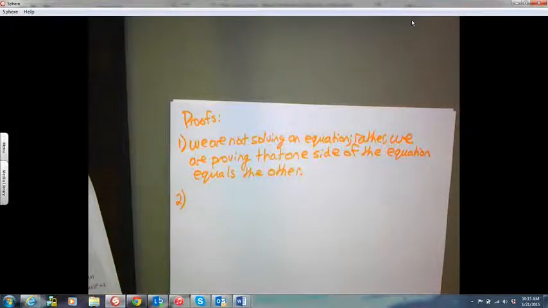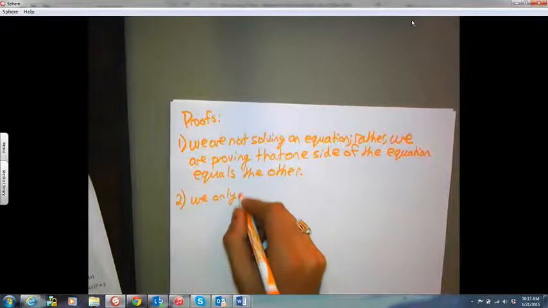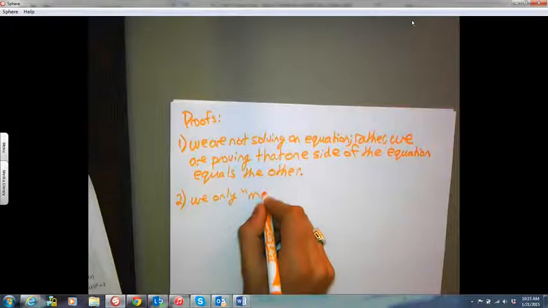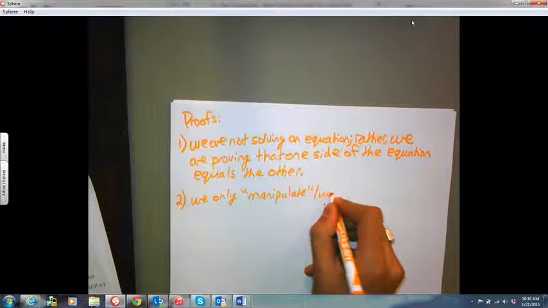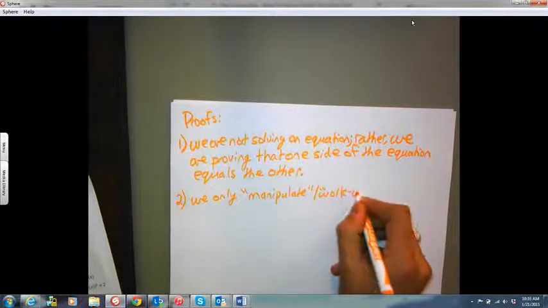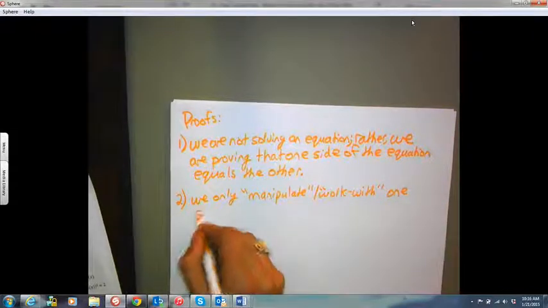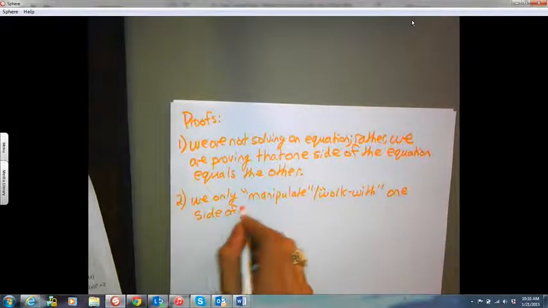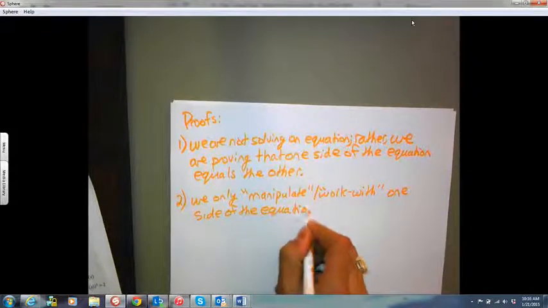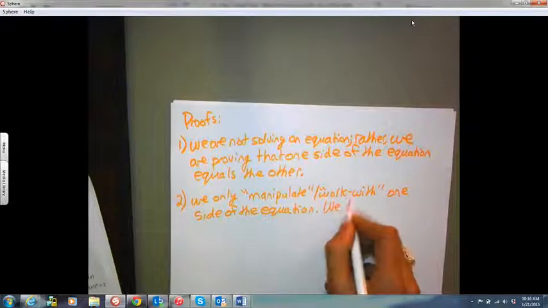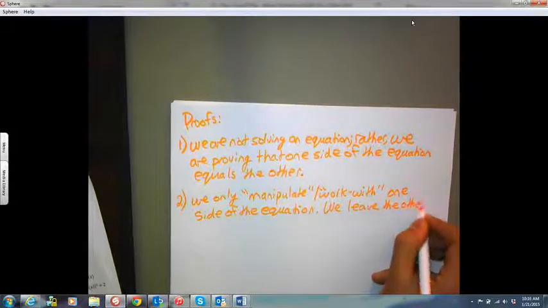We only manipulate, or the other word could be work with, one side of the equation. We leave the other side untouched.